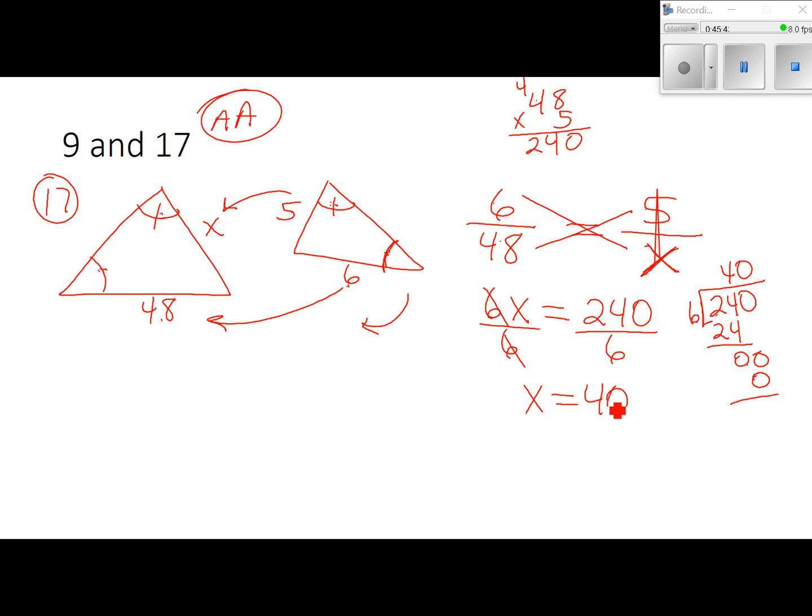Now always go back and make sure that your answer makes sense. So we're saying that the length of this side right here, where x is, is 40. If we look at it, the two sides in this triangle were 5 and 6. Two sides in this triangle, 40 and 48. That looks like it makes sense. So the answer to number 17 would be x equals 40. Hopefully that helps. If you have questions, make sure you get a hold of me.